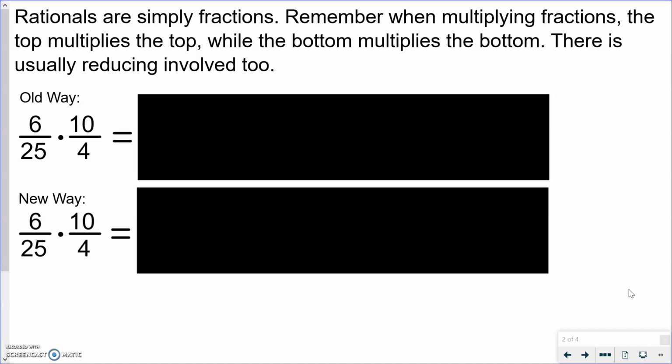So, rationals are just fractions. Remember, when multiplying fractions, the top multiplies the top, while the bottom multiplies the bottom. And there's usually reducing involved as well. So there are two main ways to multiply fractions.